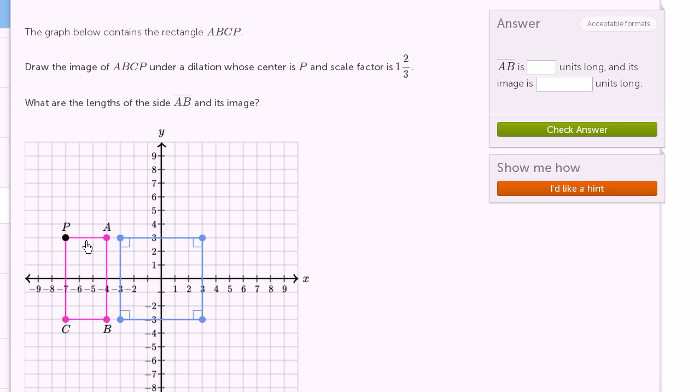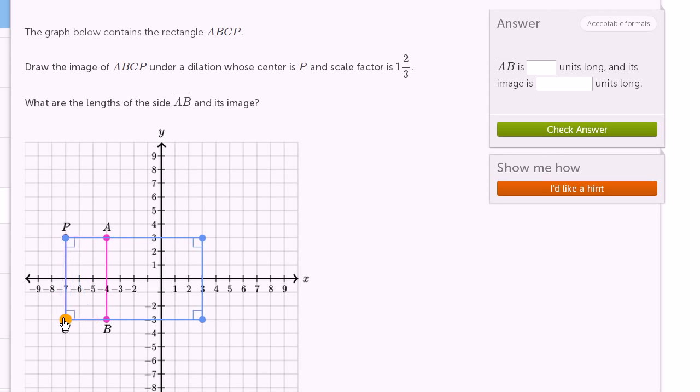So we're going to do a dilation centered at P. If we're centering a dilation at P, that means every other point is going to move, and its scale factor is 1 2/3. That means once we perform the dilation, every point is going to be 1 2/3 times as far away from P. Well, P is 0 away from P, so its image is still going to be at P. So let's put that point right over there.